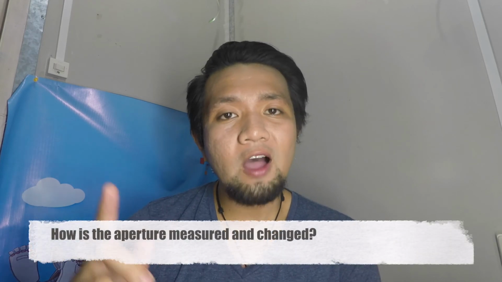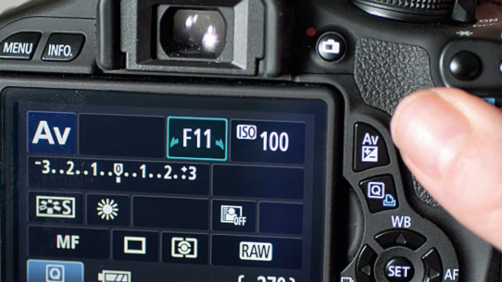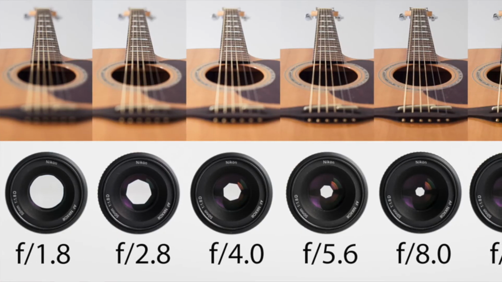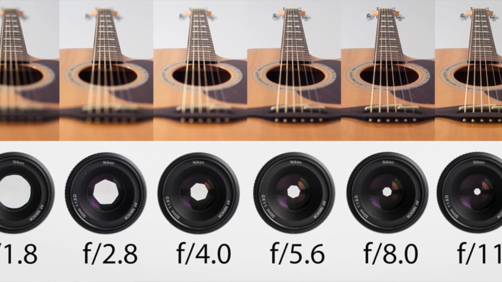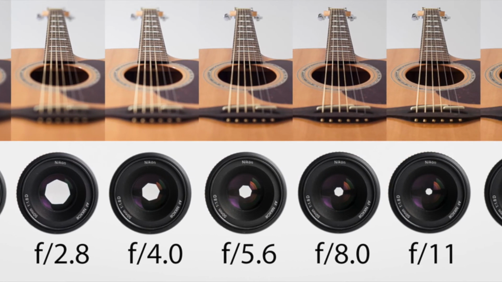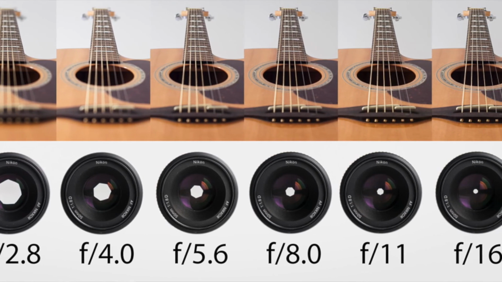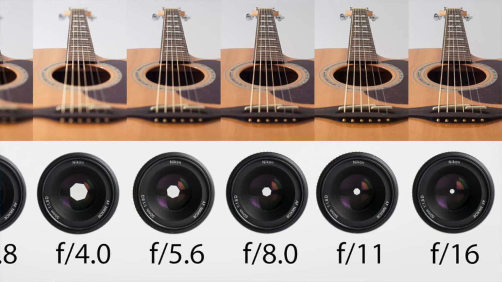Now, how is the aperture measured and changed? Aperture is measured using something called the f-stop. You can see it on your camera: f followed by a number. The number denotes how wide the aperture is, which in turn affects the exposure and depth of field. You have to remember, the lower the number, the wider the aperture. This may seem confusing, especially if you are just beginning in photography, because how come the smaller the number, the wider the aperture and the more light going into the sensor? It's just some kind of a reverse.